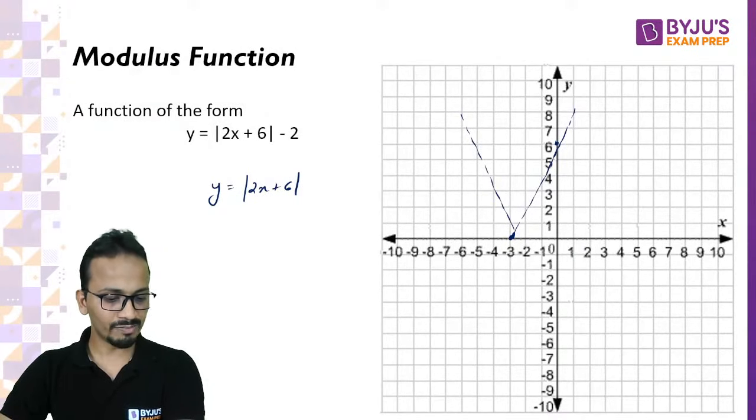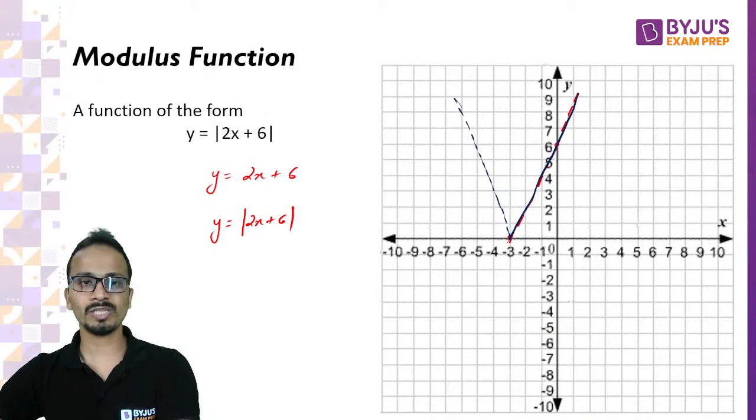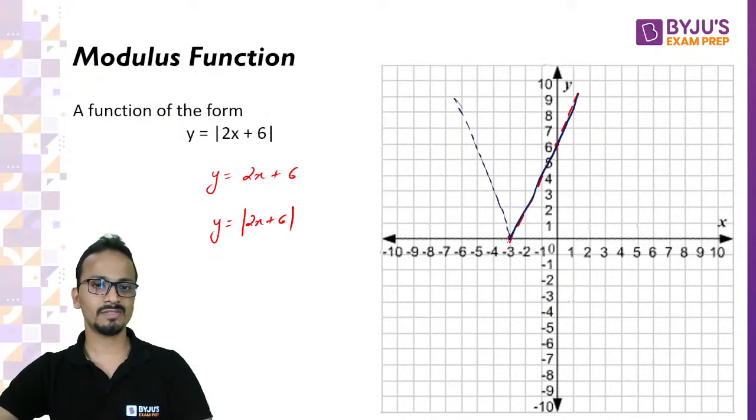Vicky, you are asking whether the other line will pass through minus 6 comma 6. No, Vicky, it will not go downwards. So this is the entire graph. That's it. This is the entire graph.